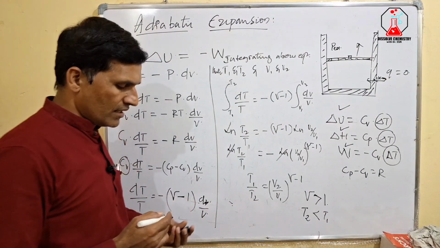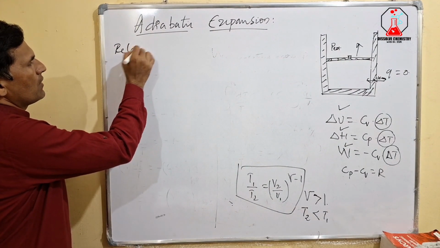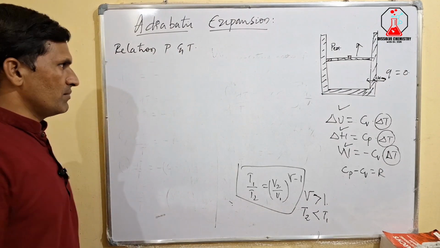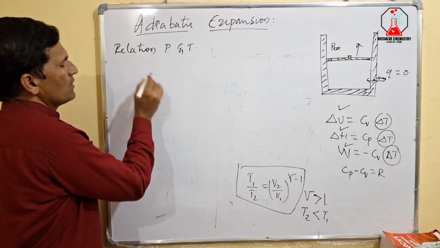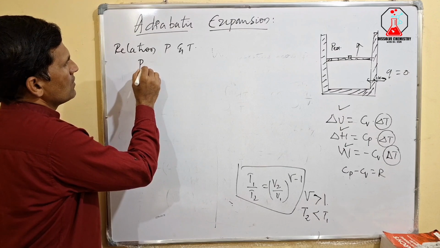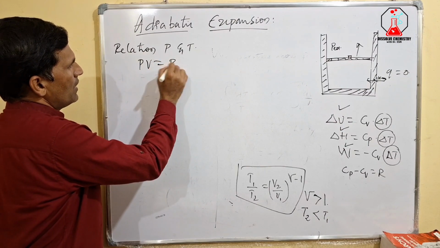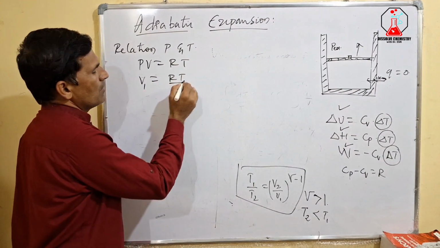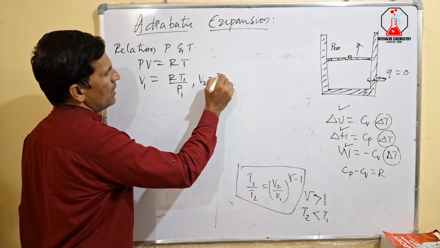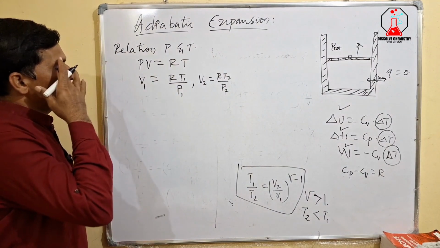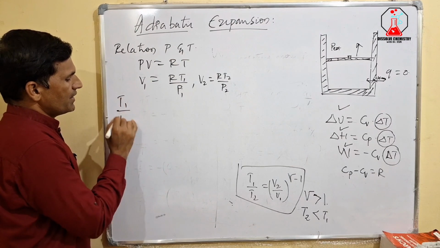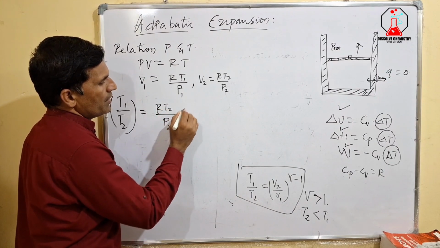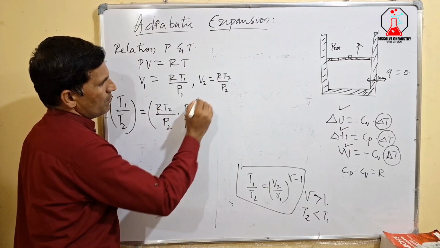Similarly, we can bring out the relationship between pressure and temperature also. Now let us talk about calculating the final temperature by bringing the relationship between pressure and temperature in reversible adiabatic expansion of the gas. We know PV is equal to RT, so V is equal to RT by P. Suppose the initial volume is V1, then RT1 by P1. Similarly, if the volume is V2, then RT2 by P2. Let us substitute V2 by V1 in the given equation. So T1 by T2 is equal to (RT2 by P2 into P1 by RT1) raised to the power rho minus 1.